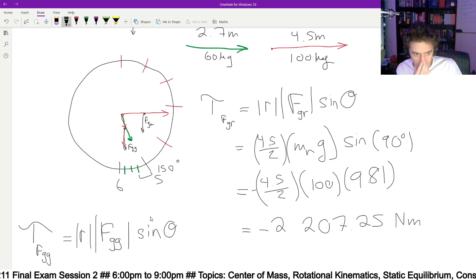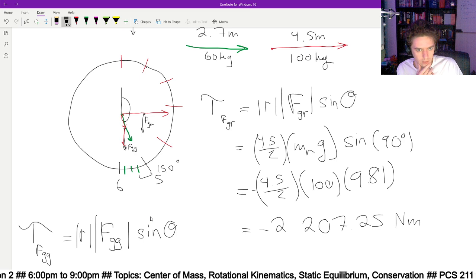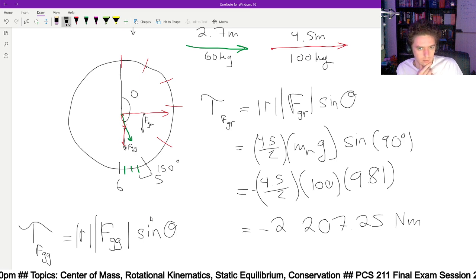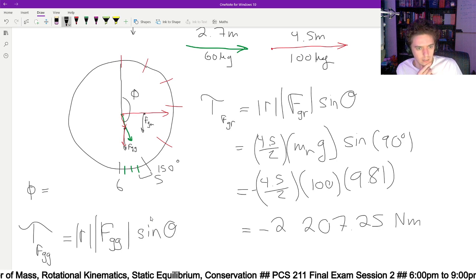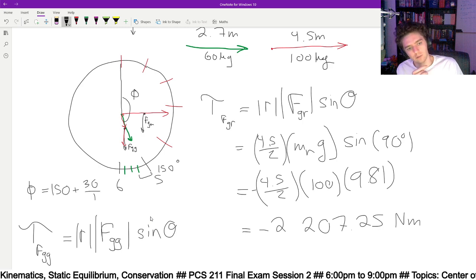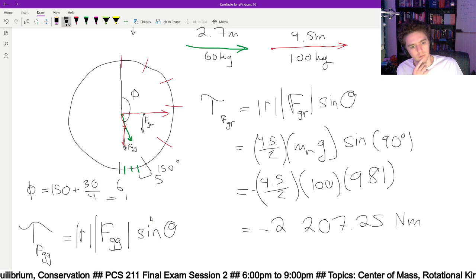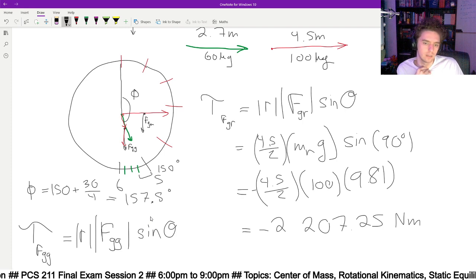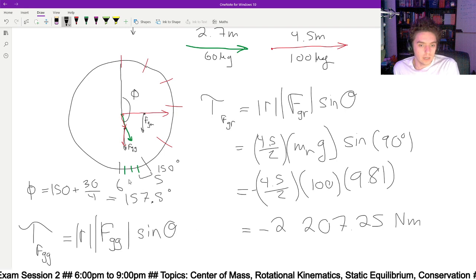So it's going to be this angle, which is theta. Not theta, I'll just call it phi. Phi is going to be 150 plus 30 over 4, which someone said was... you get 157.5. 157.5 degrees. There you go. Okay, so we know that angle.